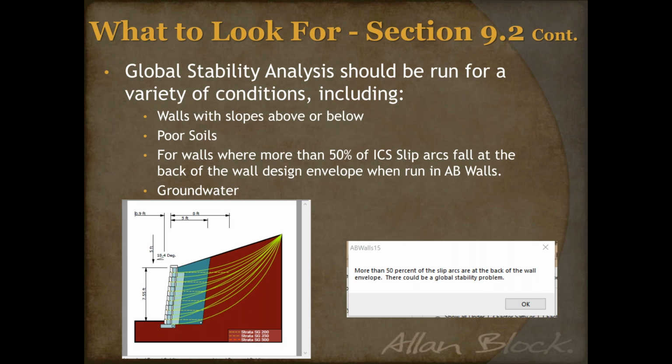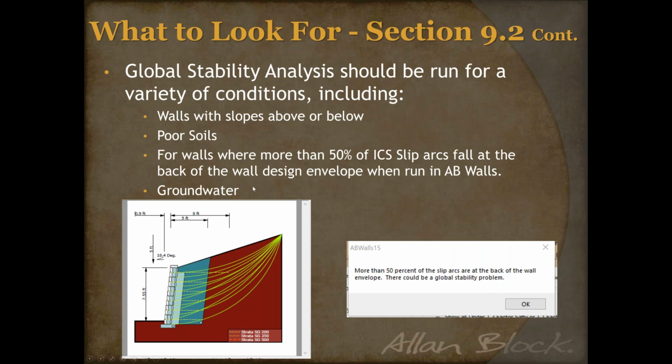It's just letting you know, based off of these conditions, it should be looked at, but as you are the engineer of record, it is your decision and your expertise which is going to drive whether it is a global stability issue. This warning usually happens when all of the slip arcs are at the top and back of the design envelope. So if they all meet together at the top back of the wall, that's when that warning will show up. And then another condition to pay attention to is groundwater.